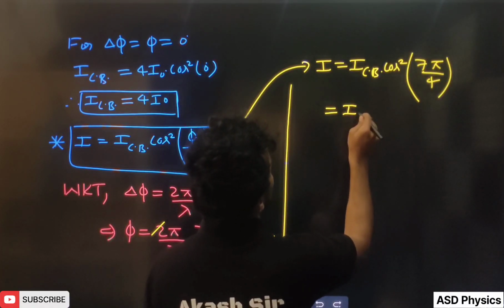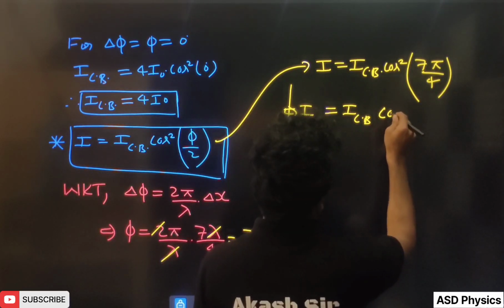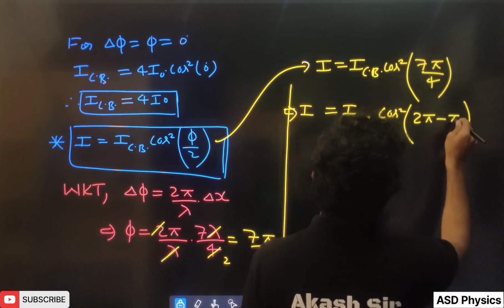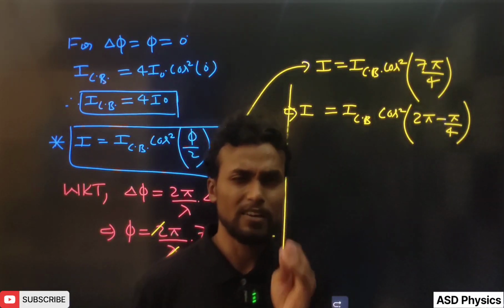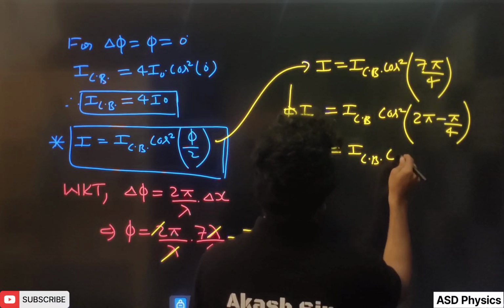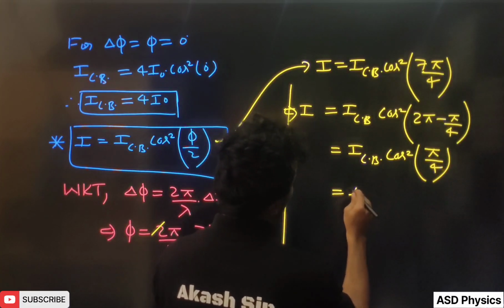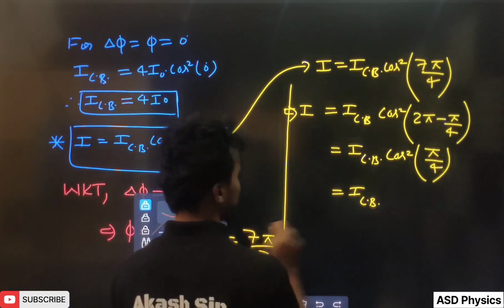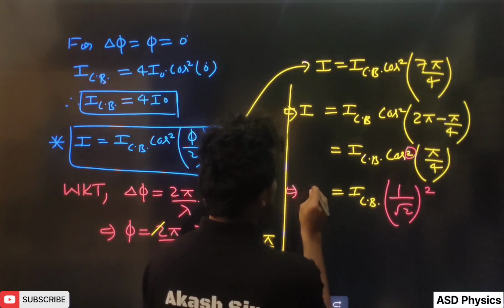Now we have to simplify this. So I equals I central bright, cos square, and here we can write 2 pi minus pi by 4. The value of cos of 2 pi minus pi by 4, from mathematics we know very well, is cos pi by 4. So it becomes I central bright cos square pi by 4. Cos pi by 4 value is 1 by root 2, but here the square is there, so it becomes 1 by root 2 square.